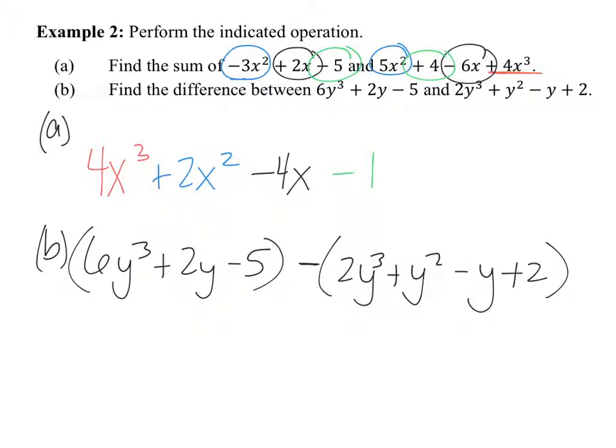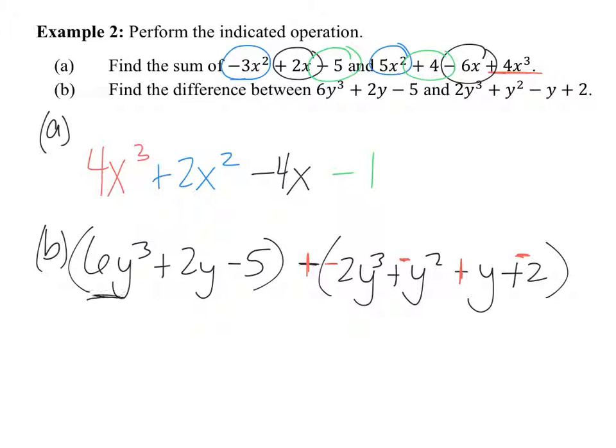Remember that the definition of subtraction is adding the opposite. So you could simply make this a plus in the middle, like that, and switch all of your signs. Make that a negative, make that a negative, make that a positive, make that a negative. Or you could just literally subtract them, very simply. Sometimes it helps people to see that though.